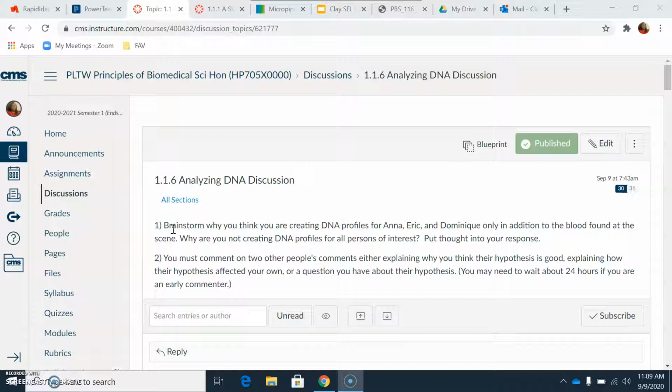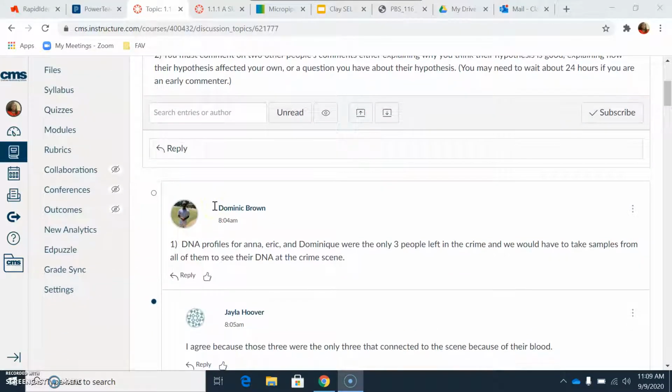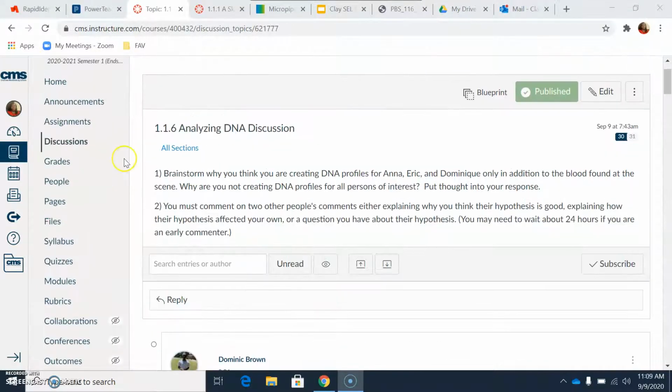Then you must comment on two other people's comments, either explaining why you think their hypothesis is good, explaining how their hypothesis affected your own, or sharing a hypothesis or a question you have about their hypothesis. So you may need to wait some time so that you're not an early commenter. And then after that, we moved on.